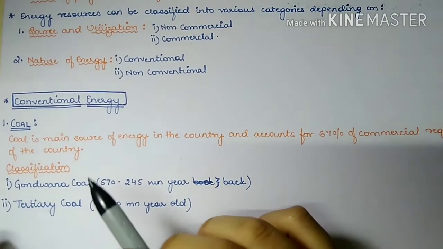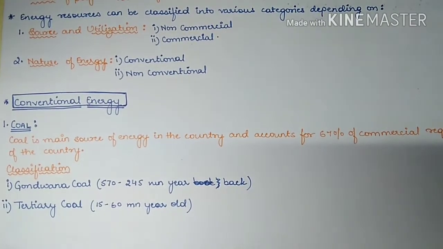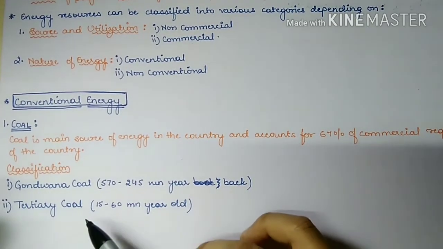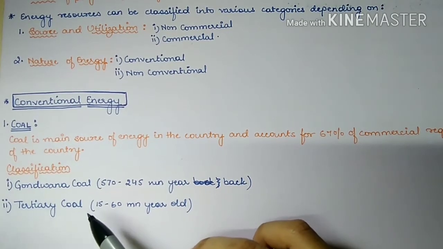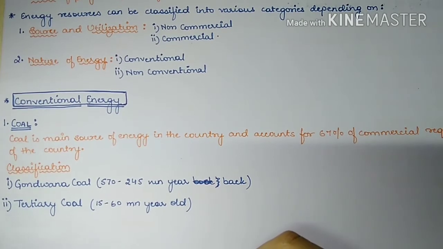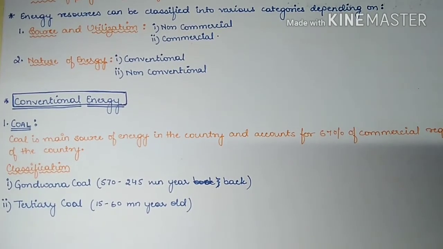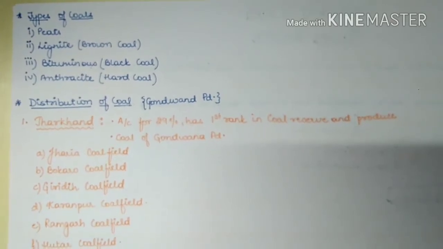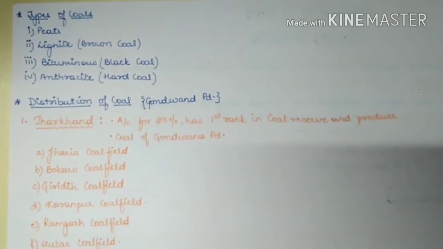Now this classification of coal was on the basis of its origin. On the age of the coal, we have distributed the coal into these two types. Now we will classify coals according to their grade. According to grade, coal is classified into four types: anthracite, bituminous, lignite, and peat. If we talk about peat, it contains a higher percentage of moisture and gives more smoke.